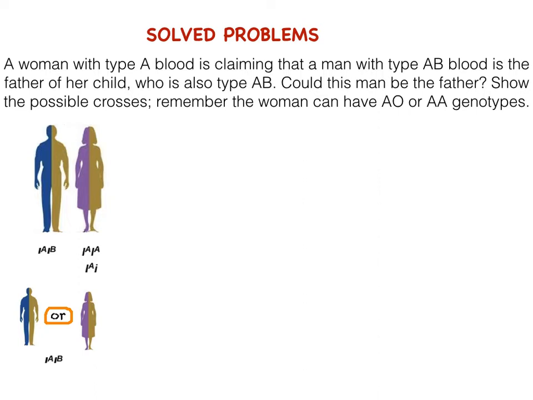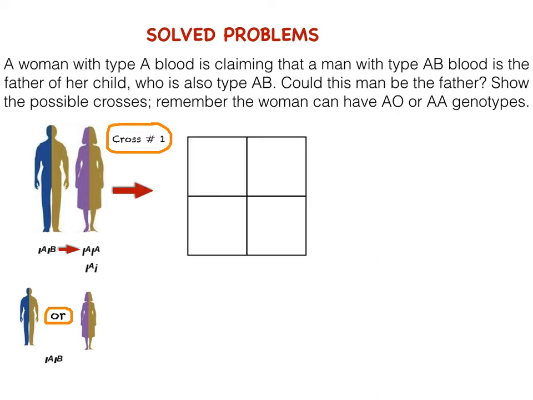Okay, so the child has AB. The woman has A. We don't know if the woman is homozygous AA or heterozygous. She's claiming this man with AB blood type is the father of her child. So let's find out. First we'll do the first cross, where we consider the woman as a homozygote for A, and it's cross 1. On the left hand side we have the man's genotype, this man whom she claims to be the father, and then we have the homozygote A woman, if we consider the woman to be homozygote.